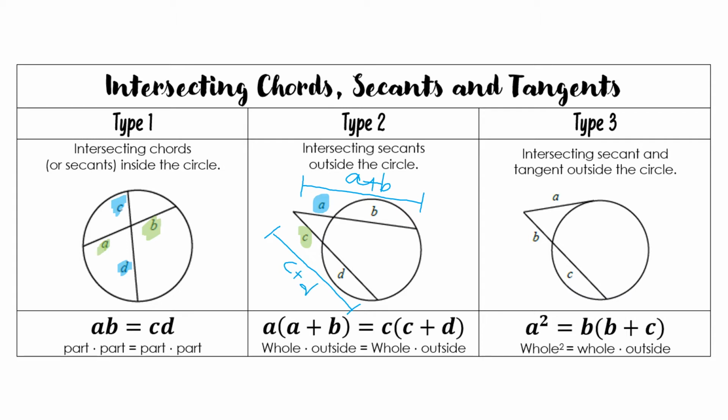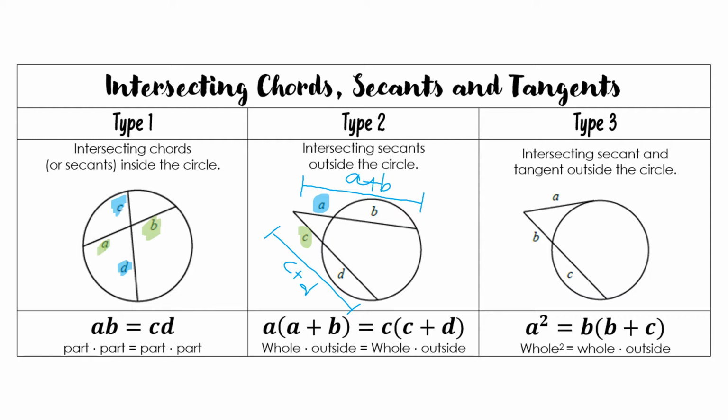The equation that you would use would be the outside length A times the whole length A plus B equals the other outside length C times the whole length, which is C plus D. In words, whole length times outside length equals whole length times outside length.